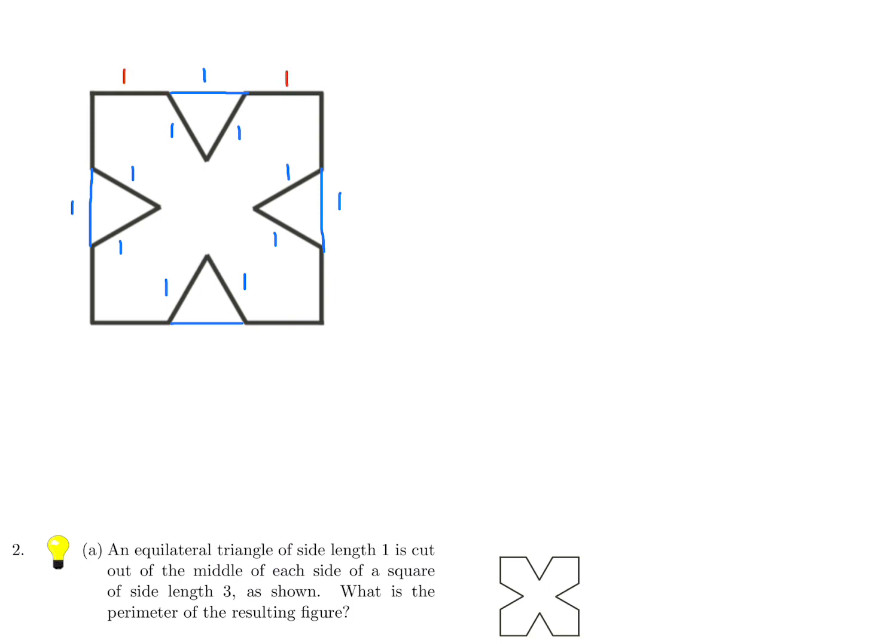And the reason we can do that is because they're saying that it's cut out of the middle. So similarly, this is 1, 1, 1, 1, 1, 1. So the perimeter would be 1, 2, 3, 4, 5, 6, 7, 8, 9, 10, 11, 12, 13, 14, 15, 16. Perimeter is 16 of that shape.